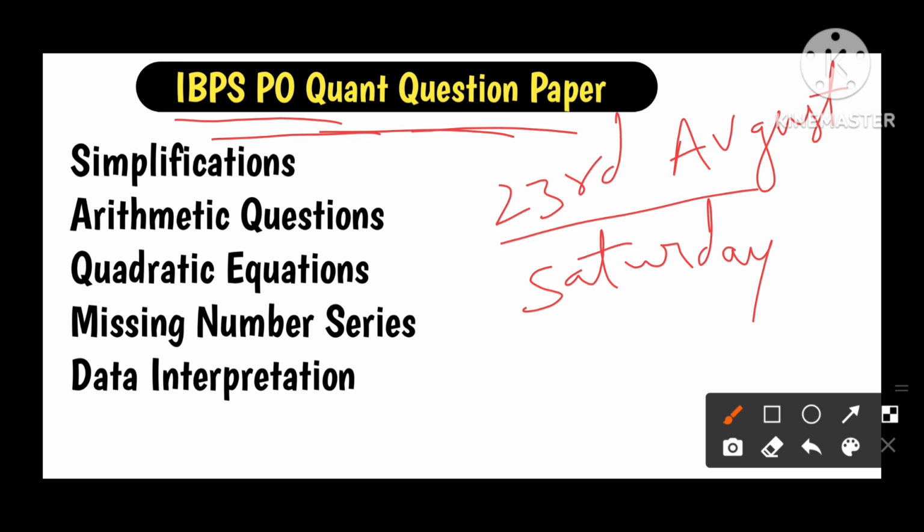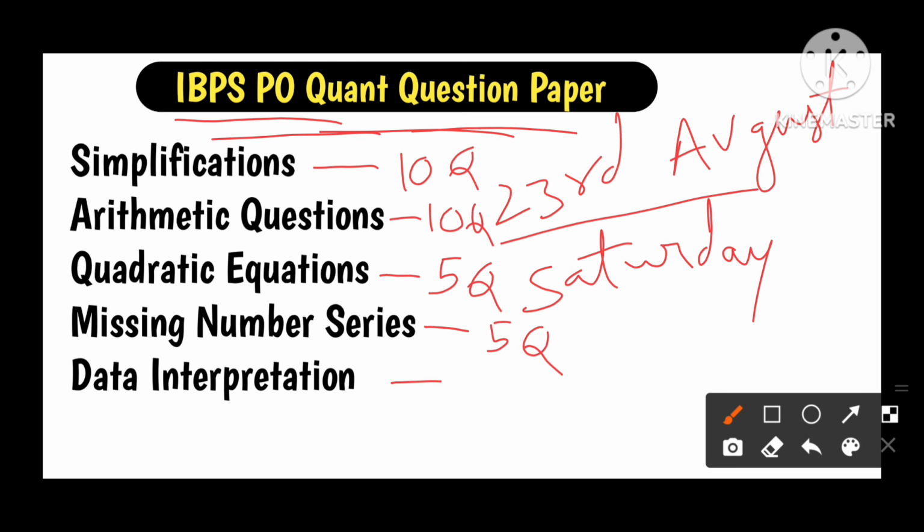In this session, we are going to see simplifications 10 questions, arithmetics 10 questions, quadratic equations 5 questions, missing number series 5 questions, and a data interpretation set which has 5 questions. So totally we see 35 questions, which is similar to our PO quant paper. So let's get started with our simplifications.